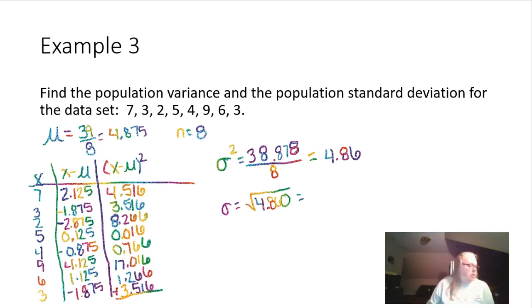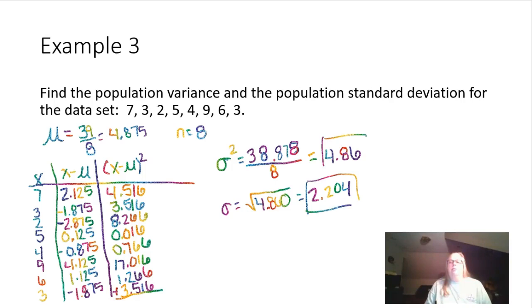And this is going to give me 2.204. And there is our population standard deviation. And this one is the variance.